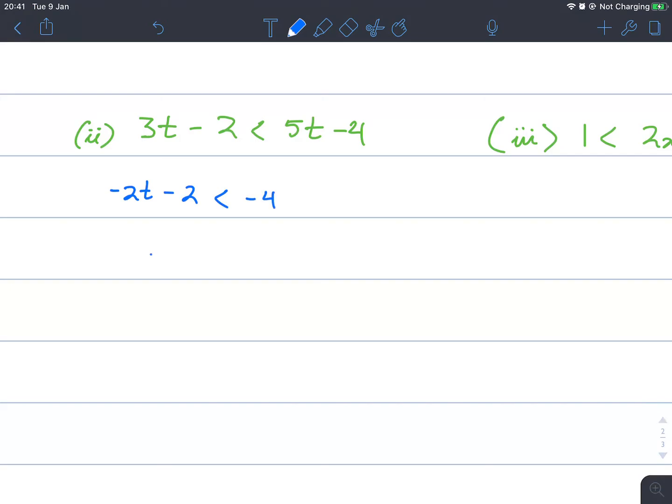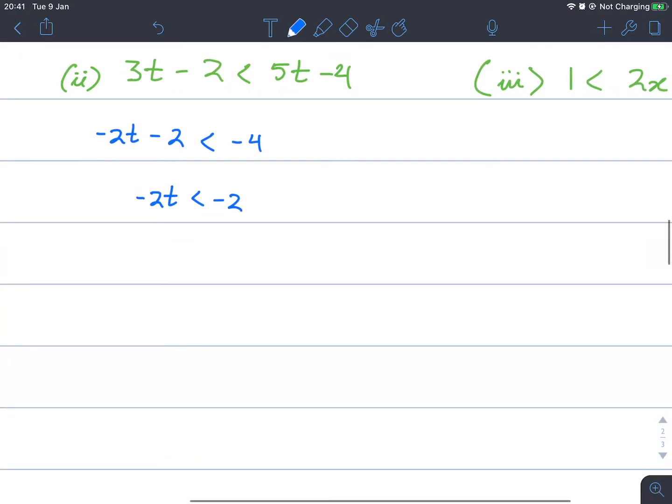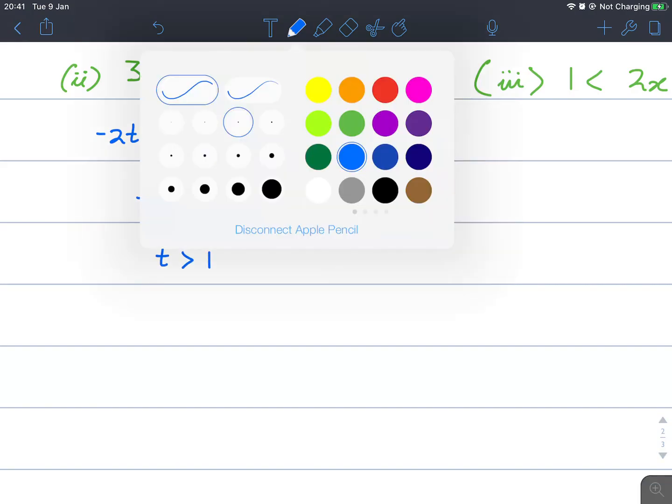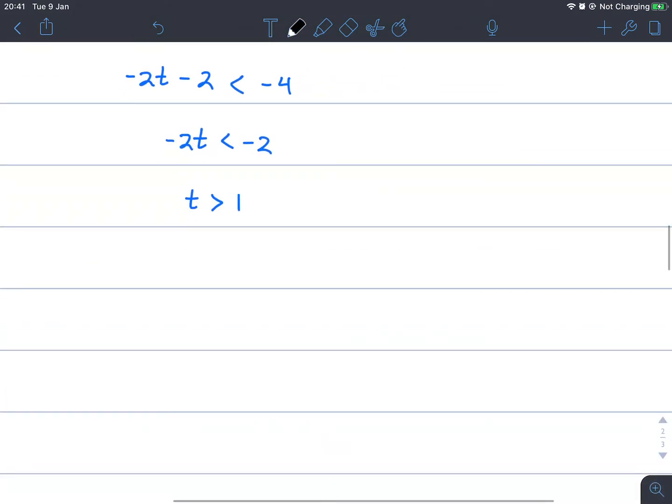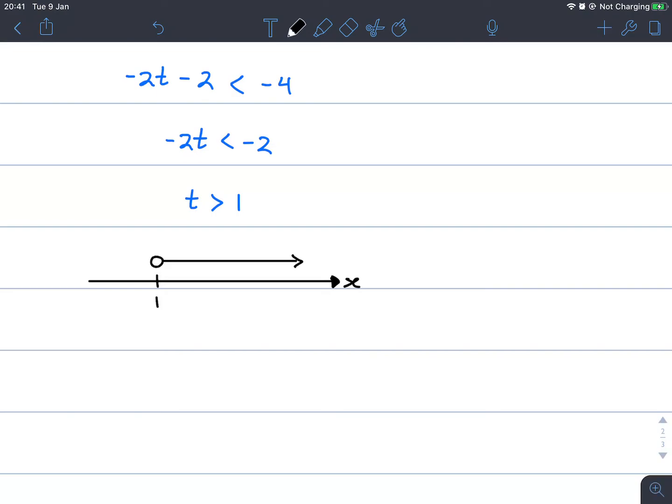Adding 2 to both sides, we get -2t is less than adding -2. Dividing by -2 becomes +1, but we need to switch the sign like so. Let me just graph that one now. There's my x-axis. There's 1. A hollow circle pointing to the right.